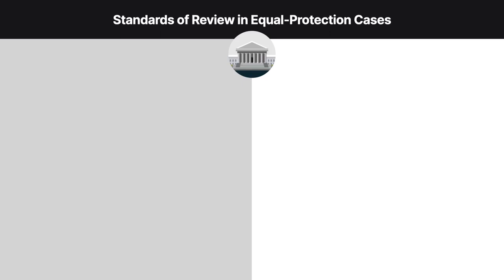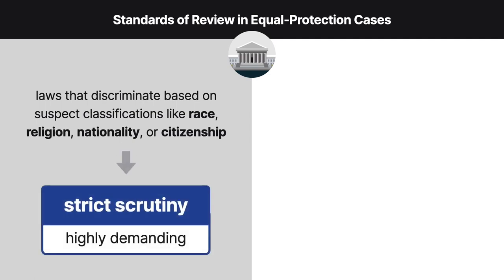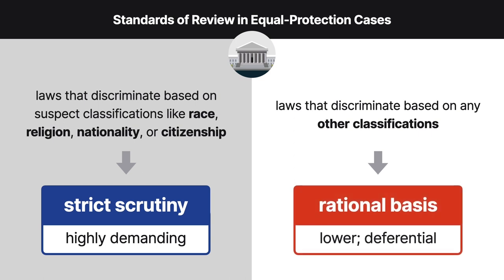For many years, the Supreme Court used one of two standards of review in equal protection cases. Laws that discriminated based on suspect classifications like race, religion, nationality, or citizenship had to pass strict scrutiny, a highly demanding standard. Laws that discriminated based on any other classification needed only a rational basis, a lower, deferential standard.